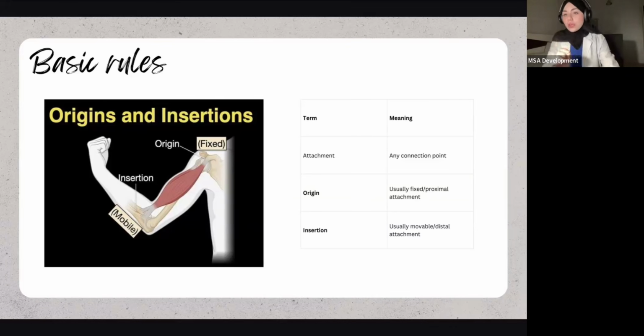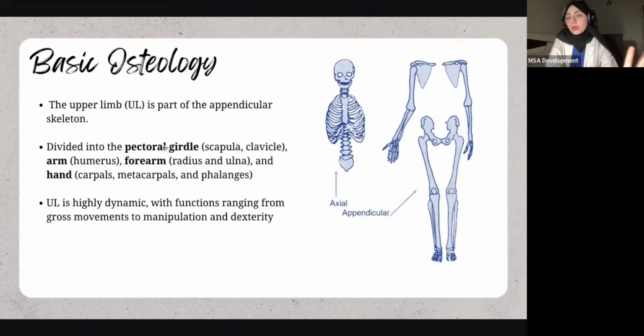This is very important because it will help you understand how a muscle can be situated and how it will allow for the movement. Do you have to memorize the origin and insertion in great detail for every muscle? No, but you should have a rough idea of where the muscles are situated and what's origin and what's insertion. Okay? Now that we've done our basic rules, we'll do basic osteology.